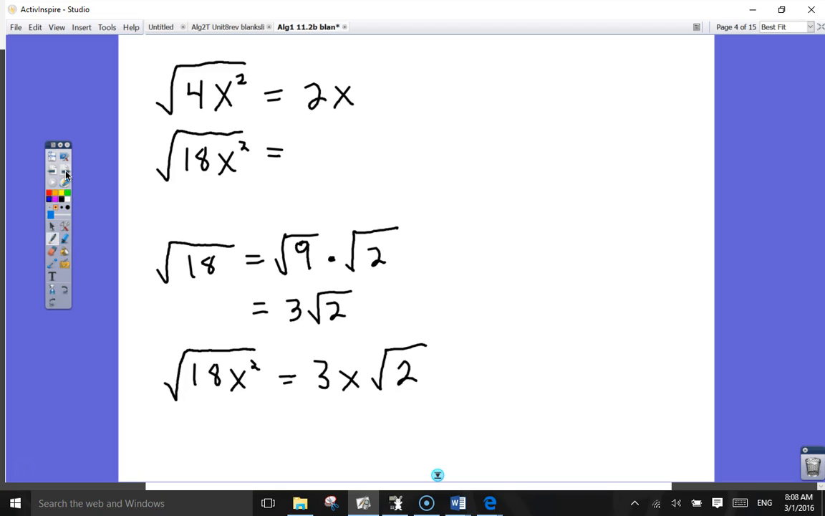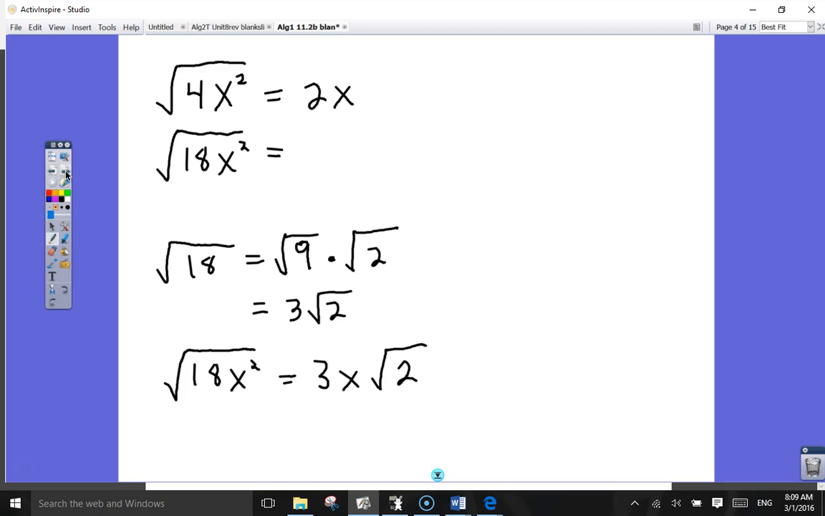Okay, now let's combine that. We've got our perfect squares of variables, and we also have some numbers. So the square root of 4x squared, we know what the square root of 4 is. That's 2. And then the square root of x squared is x. So just deal with the number separately from the variable.